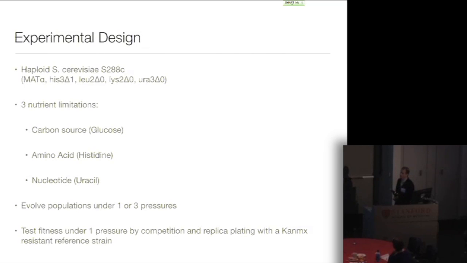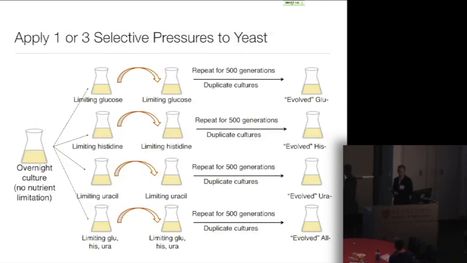So we can evolve the populations of yeast under either one or all three pressures, and then test the fitness at the end of this process with respect to one pressure to see if the population under three pressures was slowed down in its evolution toward that pressure. So here's the experimental design. It's pretty straightforward. You take an initial culture, you split it into these different populations. We had replicates for each of these, either a single pressure, the top three, or all three pressures, the bottom row here, which we call the all minus. So we got the glucose minus, the his minus, the uracil minus, and the all minus.